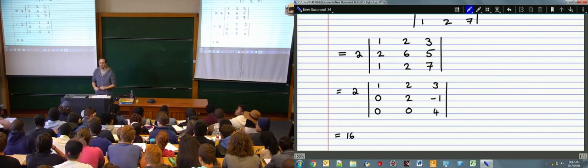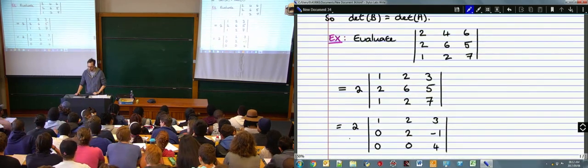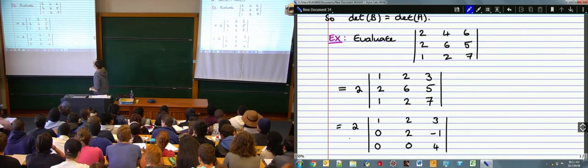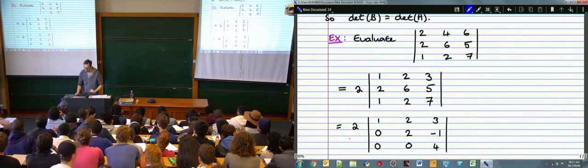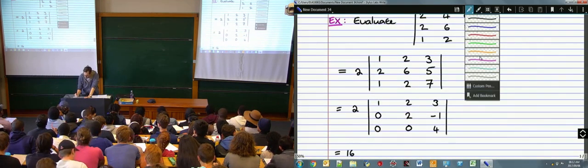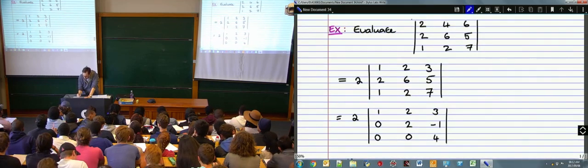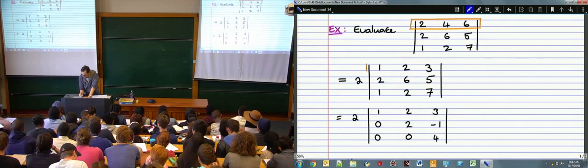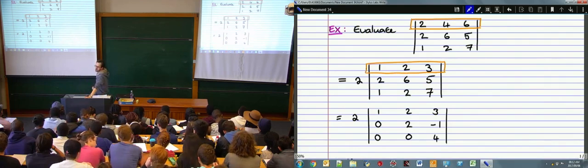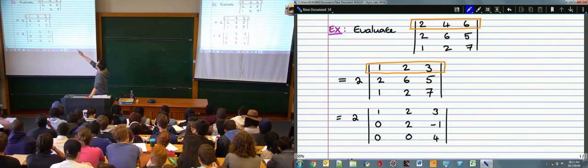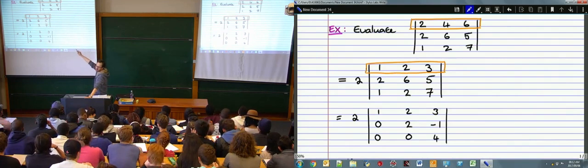Yes? The first step, you took out the 2. Yes. Why didn't you try the 6 in the center? For the first step, I took out the 2. So I took out the 2 from this row here. The difference between this row here and this row here is that I've scaled by 2, right? So I've got to correct with that 2. So we haven't changed that center value of 6 at all.